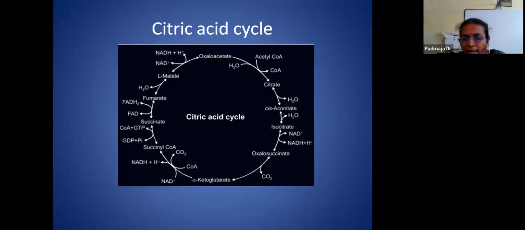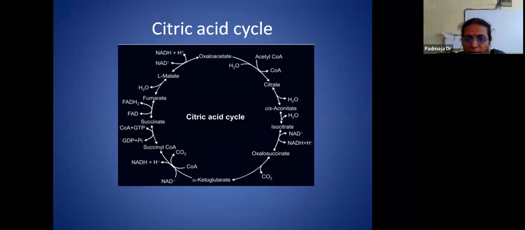And here the NAD is giving rise to NADH2, and isocitrate is converted to oxalosuccinate, and by releasing CO2, this oxalosuccinate, a 6-carbon compound, by removing one CO2, is forming a 5-carbon compound, that is alpha ketoglutarate. This alpha ketoglutarate is converted into succinyl CoA. Succinyl CoA is a 4-carbon compound. Now again the CO2 is released and NAD is taking H plus and giving rise to NADH2.